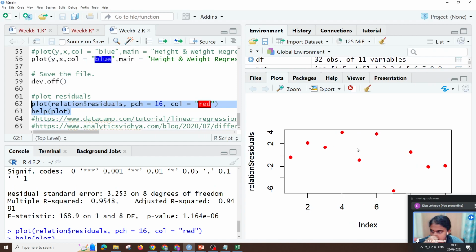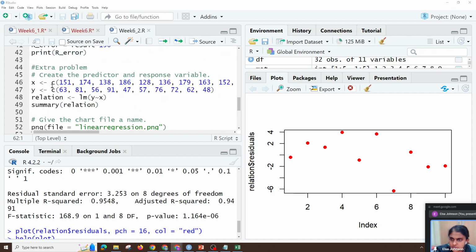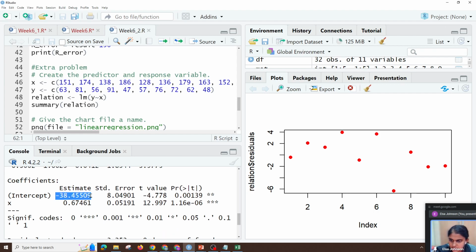So this is the residual plot of this particular question, and the relation was already found. For this question, the intercept is minus 38.55 and the beta 1 value is 0.67. So the equation will be y equal to minus 38.455 plus 0.674 into x. With that we will calculate the residuals, that means the yi value minus the predicted value. For all the different x values, these are the residuals which are coming.